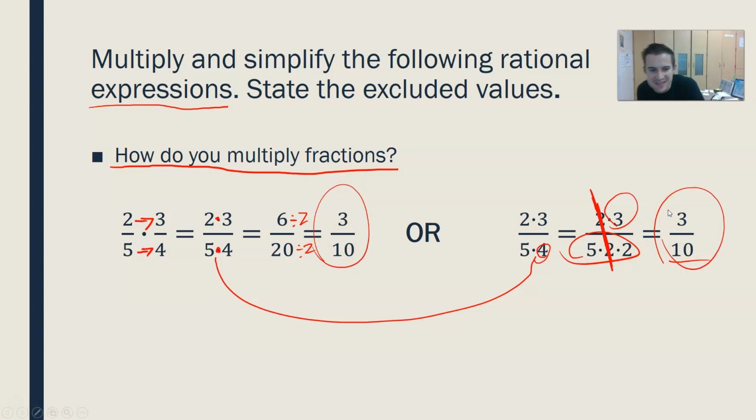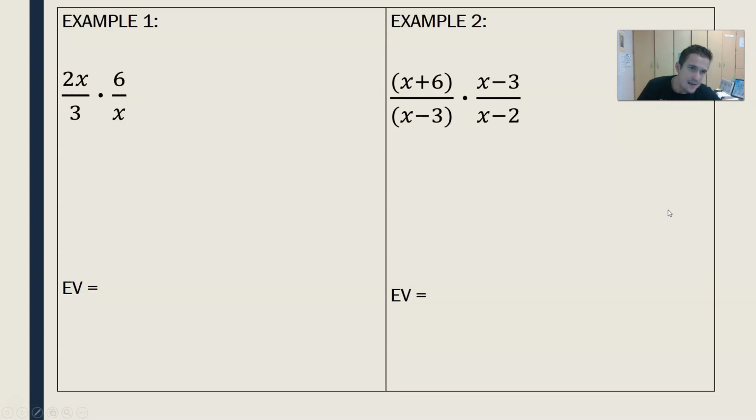So we're going to extend this. Instead of just dealing with numbers, we're going to be dealing with polynomials, with expressions, with variables in them. Example number 1. I have 2x over 3 times 6 over x. When I multiply these together, I'm going to multiply the numerator and the denominator. So 2x times 6 is 12x. 3 times x is 3x.